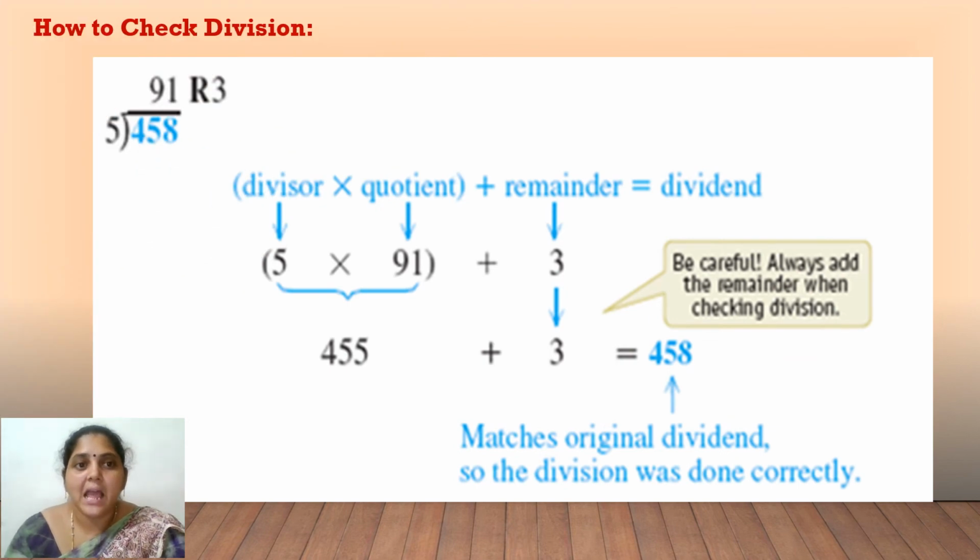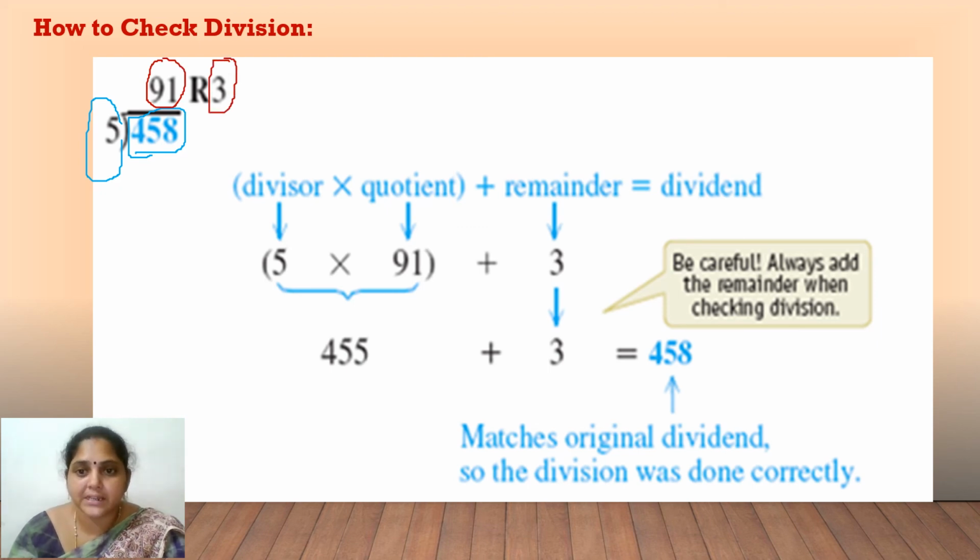Now I'll tell how to check your division clearly. How to check the division. My dividend is 458 and that should be divided by 5. When I am doing like this, I got my quotient as 91. Quotient is 91 and my remainder is 3. Right? This is my answer.